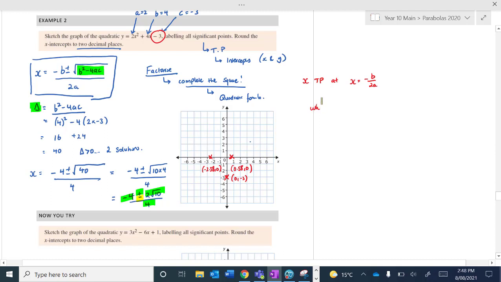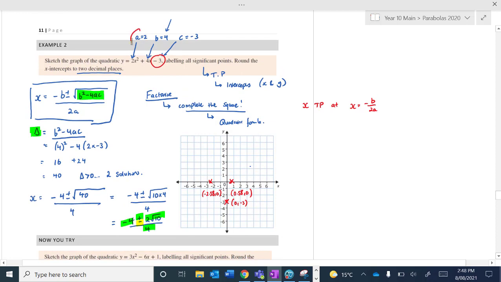So let's do that. Well, we've got a is equal to, what did we establish, 2, and b is 4. So it's minus 4 on 2 times 2, which is minus 4 on 4, which is negative 1. Okay, so x equals negative 1. Halfway between those 2 points is the turning point. So our turning point is going to be somewhere on that line.